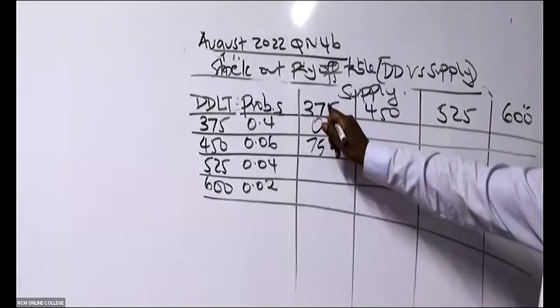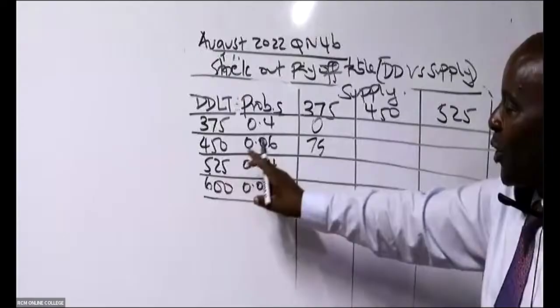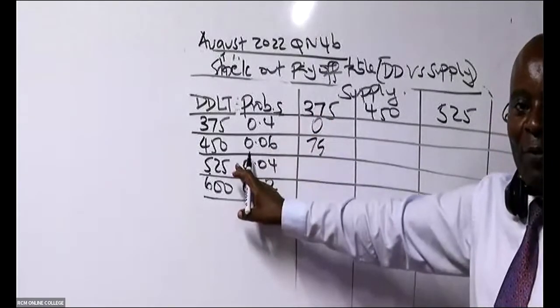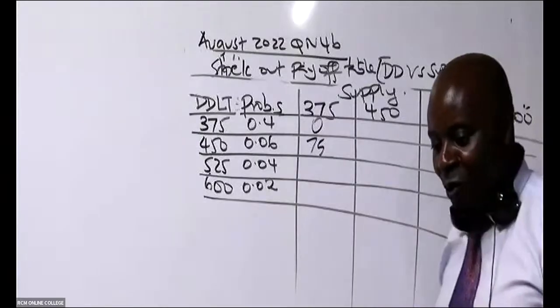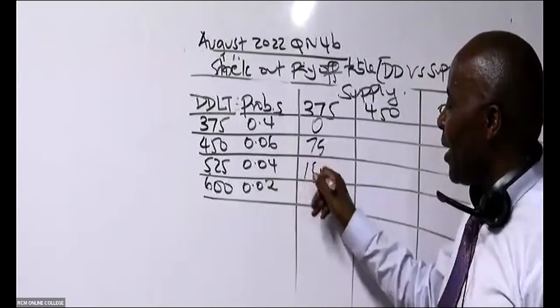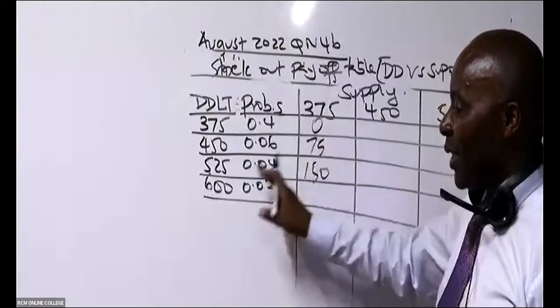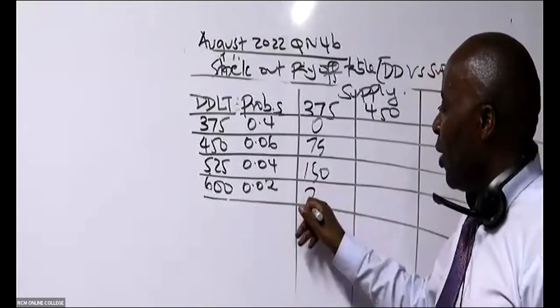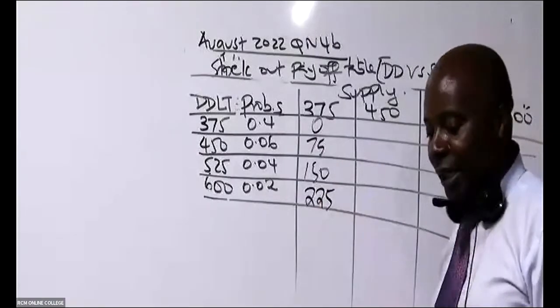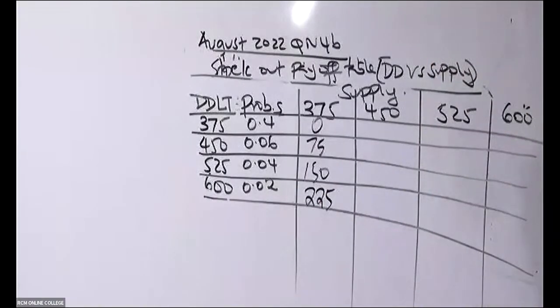If I supply 375 and they come 525, so you take 375 minus 525. You give me an answer. Somebody's giving me 150. And then 375 versus 600. How many do I disappoint? 225 like that.